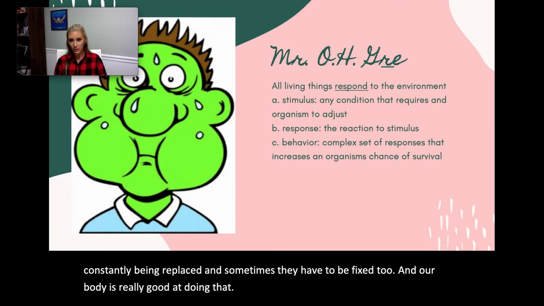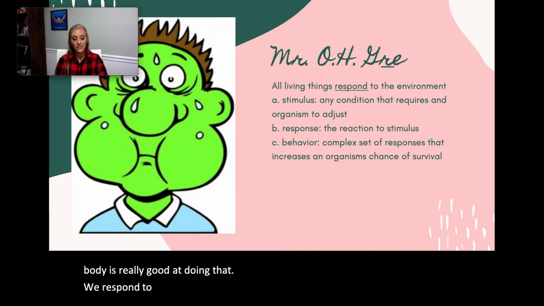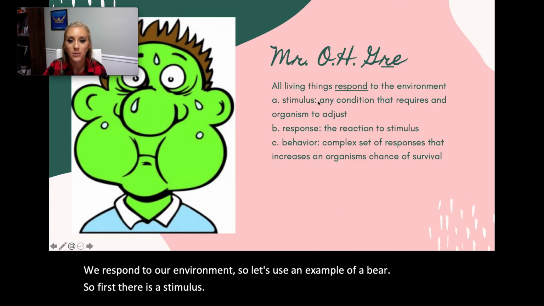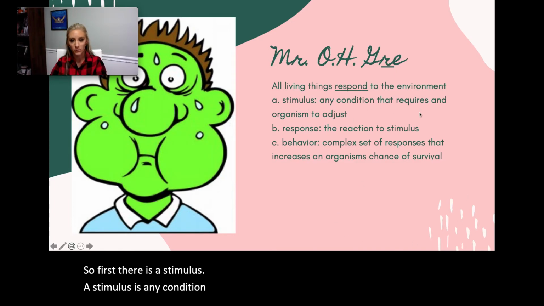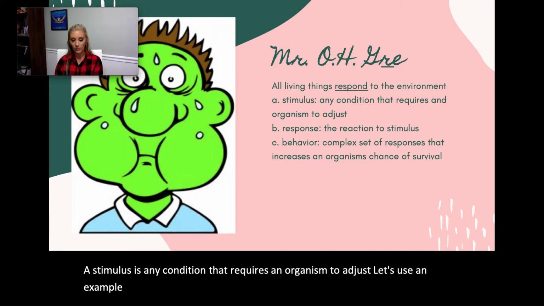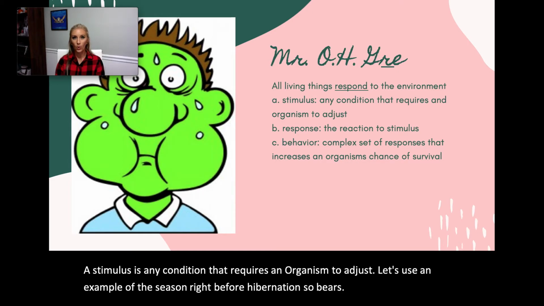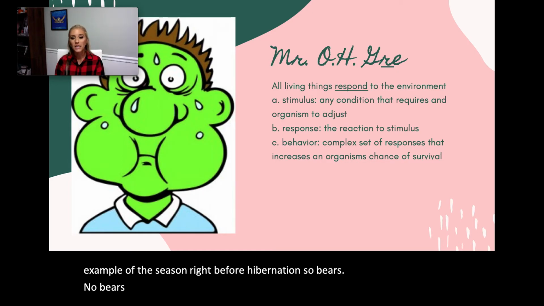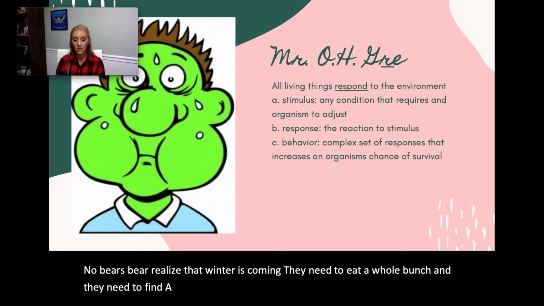We respond to our environment. So let's use an example of a bear. So first there's a stimulus. A stimulus is any condition that requires an organism to adjust. Let's use an example of the season right before hibernation. So bears realize that winter is coming, they need to eat a whole bunch, and they need to find a den and prepare to go into hibernation.